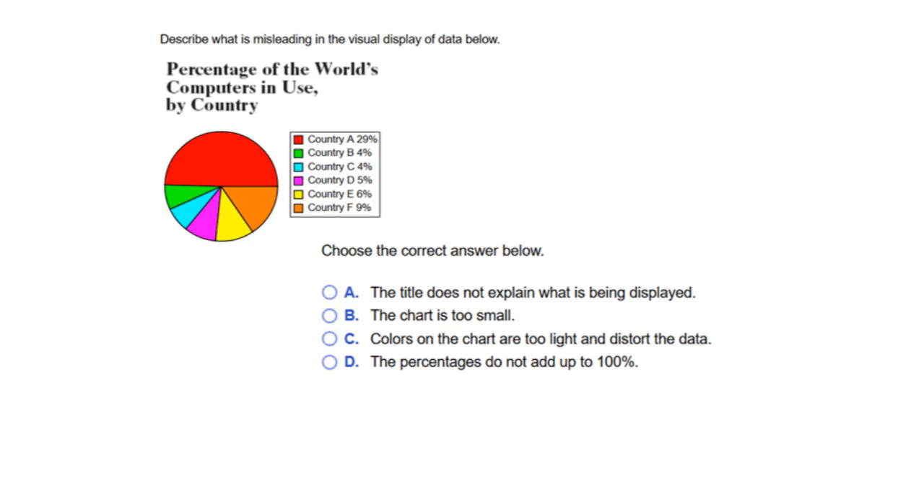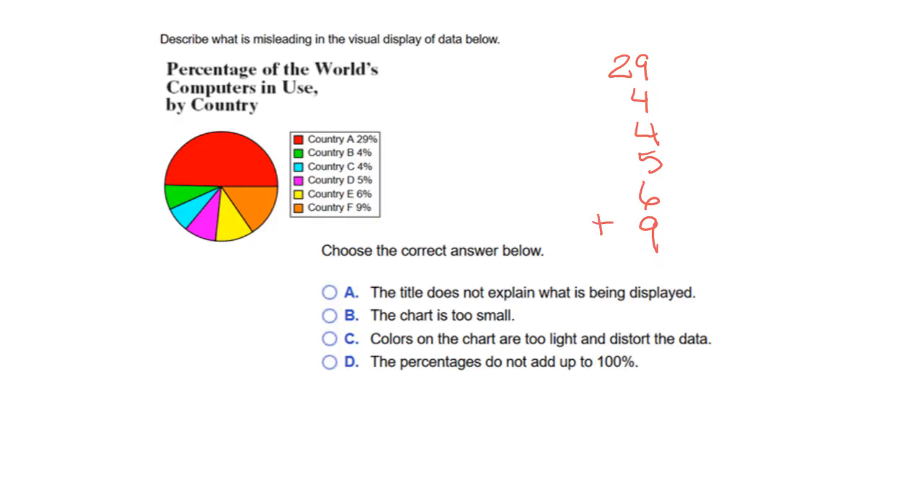C, the colors on the chart are too light and distort the data. They're definitely not light colors. They're very bright colors. And D, the percentages do not add up to 100%. So let's take a look at that. We can add these percentages up. We have 29 plus 4 plus 4 plus 5 plus 6 plus 9.